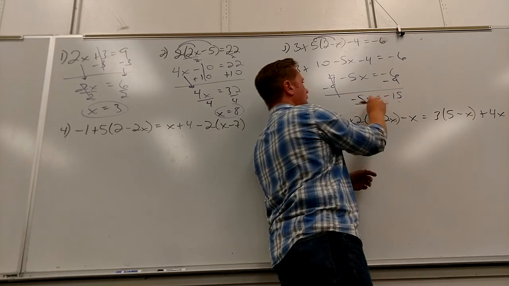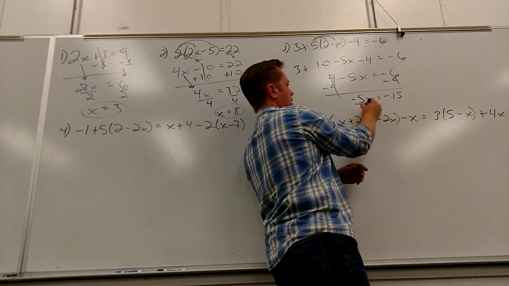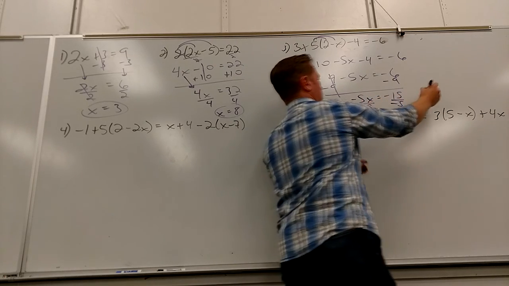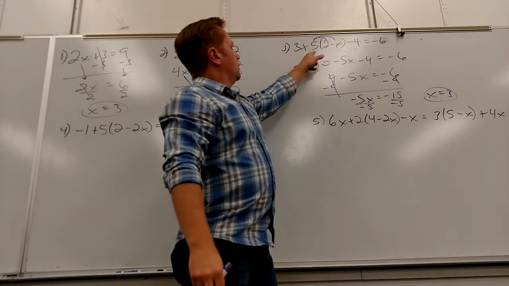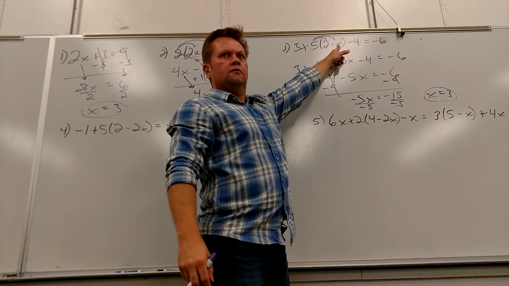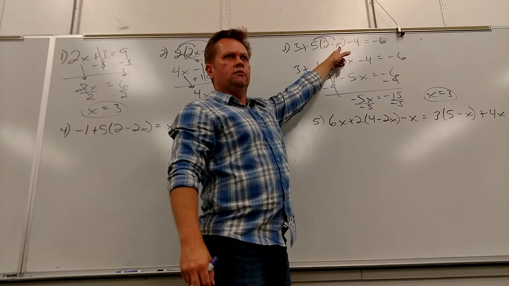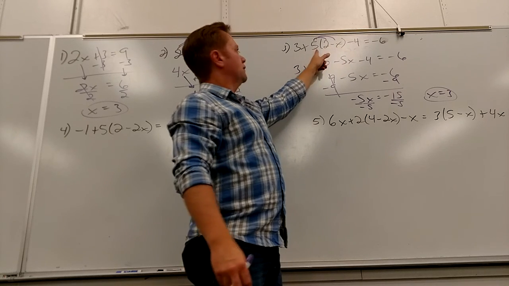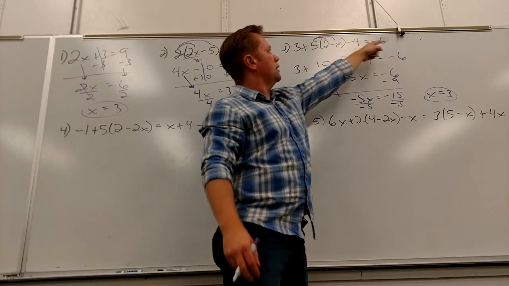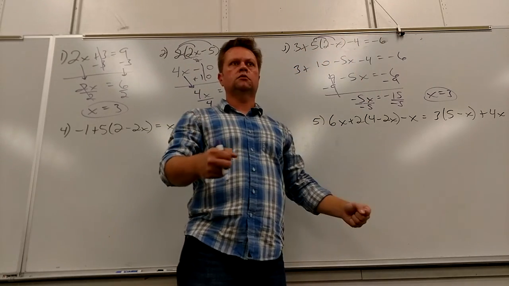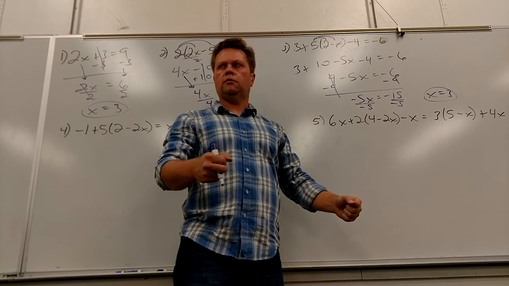All right, so you divide by the thing that's multiplying by x, which is -5. So you get x equals 3. Kick ass. So if you plug a 3 in, 2 minus 3 is -1, times 5 is -5. 3 minus 5 is -2. Minus 4 is -6. Yay! Okay, maybe.